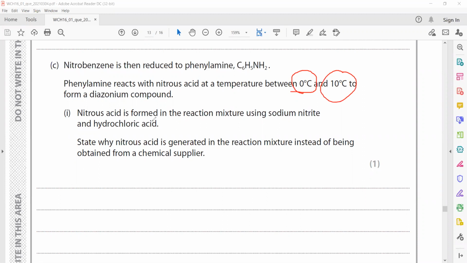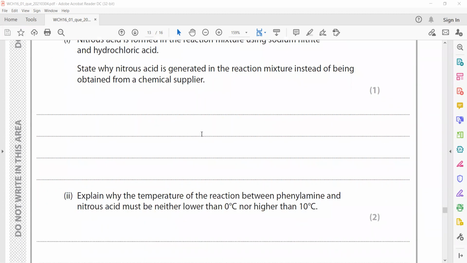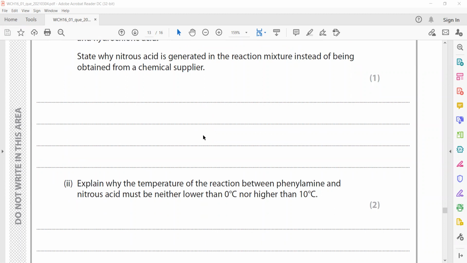Nitrous acid is formed in a reaction mixture using sodium nitrite and hydrochloric acid. Suggest why nitrous acid is generated instead of being obtained from chemical suppliers. Nitrous acid is not a stable compound, it can decompose. That's why it is just prepared in the reaction rather than obtained from chemical suppliers.